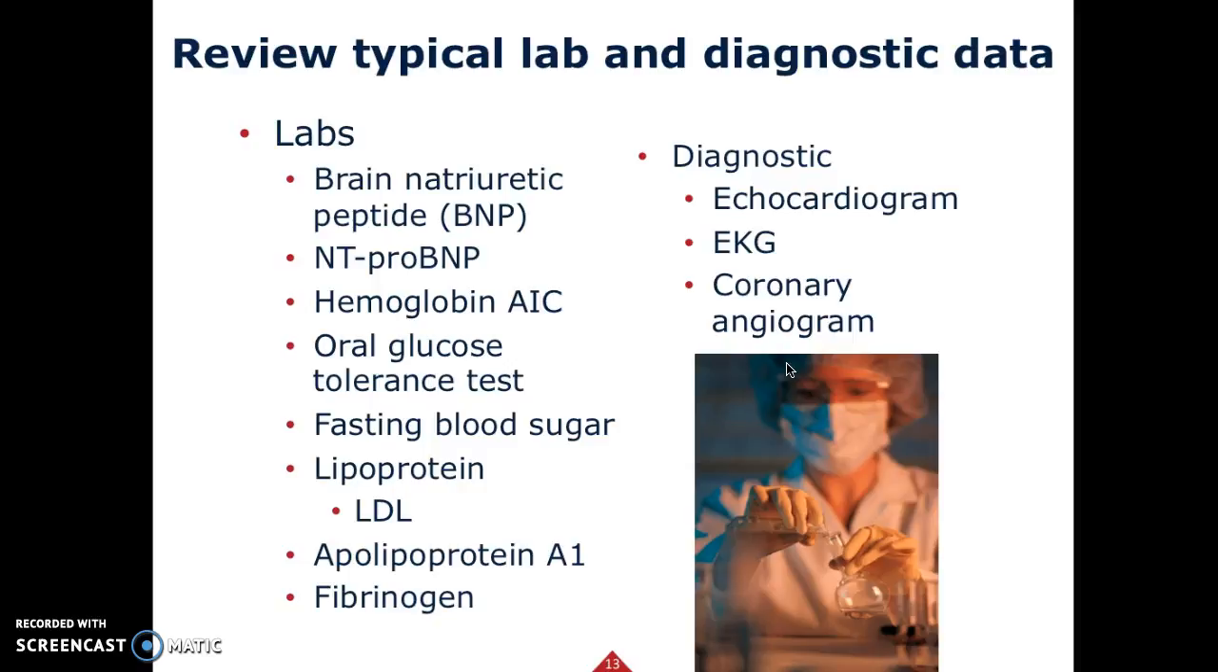Typical lab results include the ones mentioned above. Other than BNP and NT-proBNP, the others can measure the severity of risk factors, such as diabetes and CAD. BNP greater than 400, proBNP greater than 450, hemoglobin A1c greater than 6.5%, oral glucose tolerance test greater than 200, and lipoproteins and fibrinogen can all be used to diagnose heart failure and its risk factors.